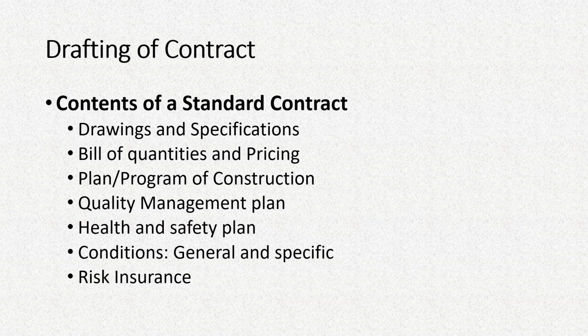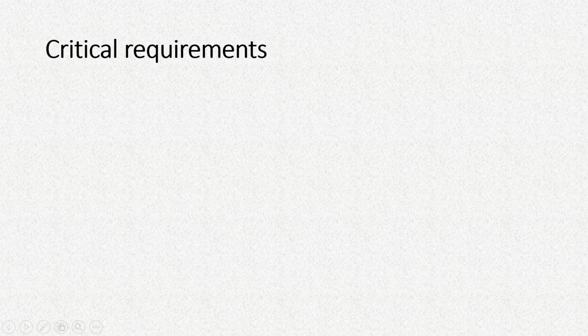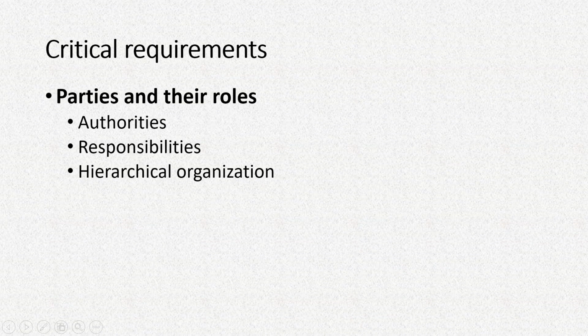Rather than describing all these things in great detail, we'll only look at very critical aspects of this contract document. The first one is the parties and their roles. The parties in this case may be authorities and contractors, and what are their responsibilities, what are their rights, and also the hierarchical organization of both contractors and the client are to be very clearly mentioned.